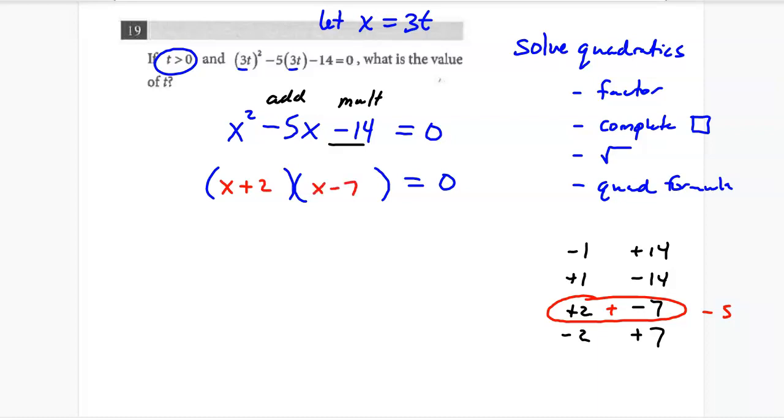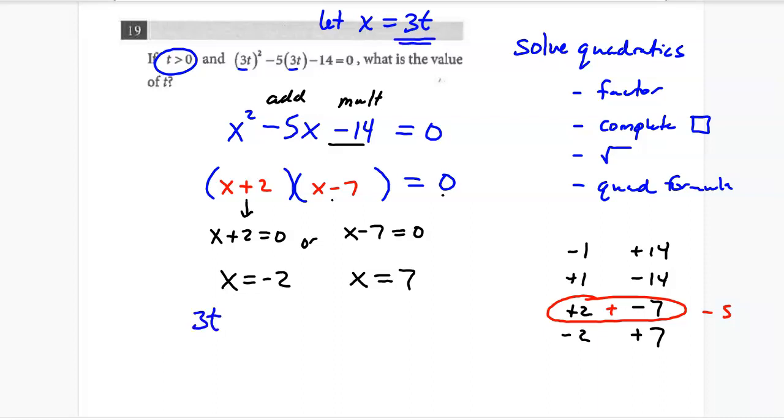Now, those are what are called factors. So the zeros or the solutions are, if something times something equals 0, either this expression has to be 0, or this expression has to be 0. So we solve these. So x is either negative 2 or x equals positive 7. I now need to come back down and replace x, because remember x is 3t. So when is 3t equal to negative 2? And when is 3t equal to 7?